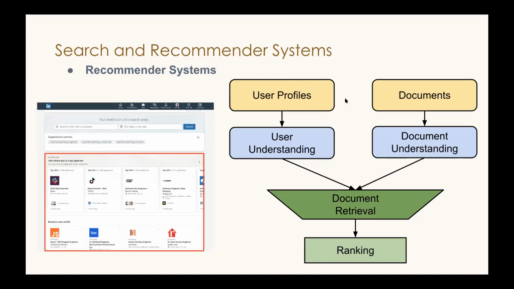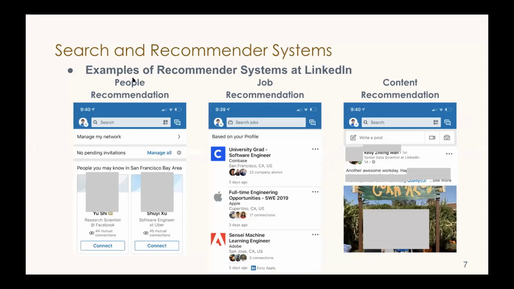But in recommender systems, there's no such query. The system is trying to understand the user and trying to push information to the user side. So this is more like a passive mode. That is actually the major difference. And if you look at some examples here, you see that this is a people recommendation at LinkedIn. You can recommend people to a user, and this is job recommendation. This is content recommendation.